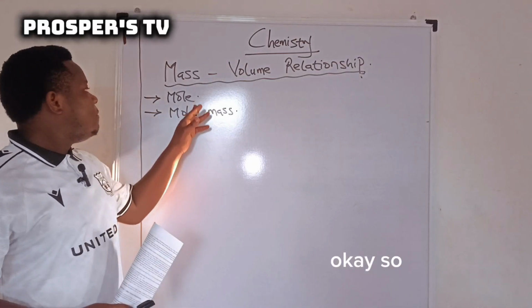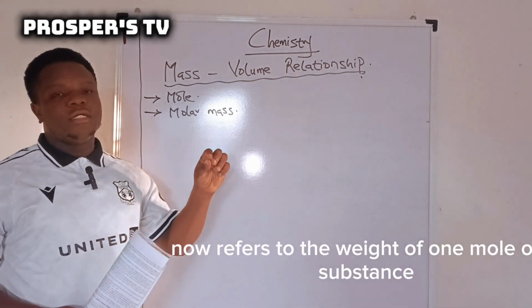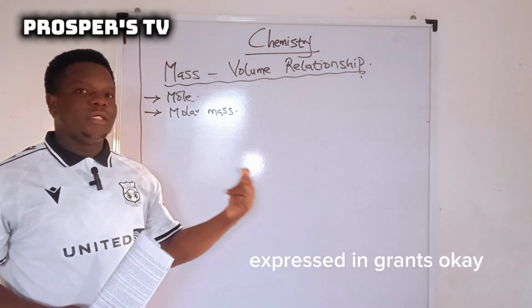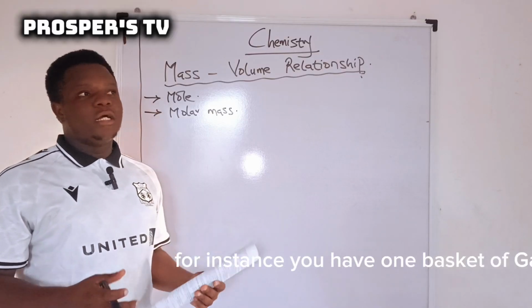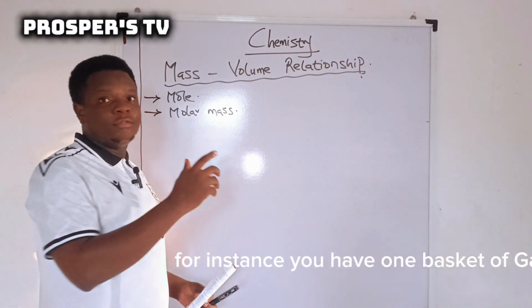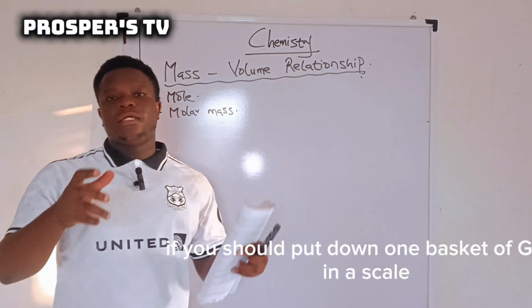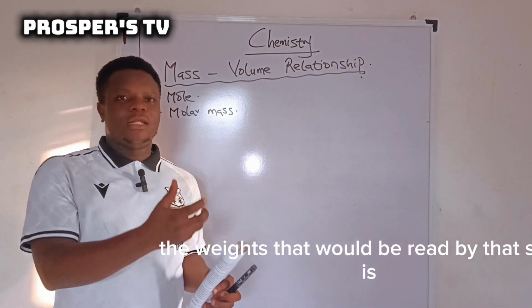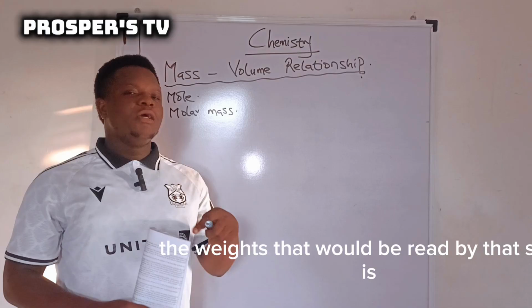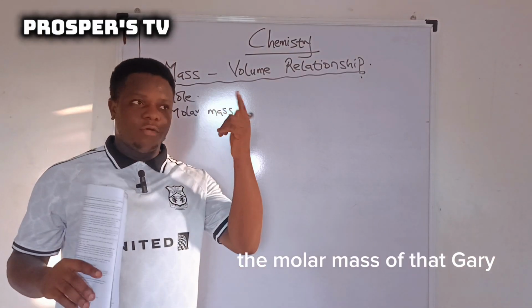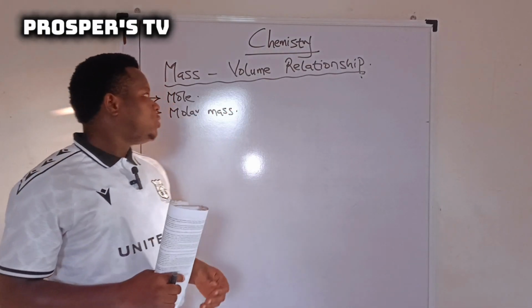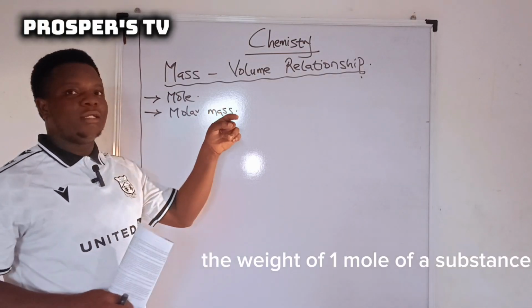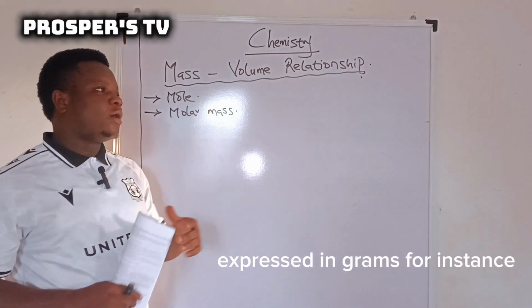Molar mass now refers to the weight of 1 mole of a substance expressed in grams. For instance, you have 1 basket of gari. If you should put that 1 basket of gari on a scale, the weight that would be read by that scale is the molar mass of that gari, in quotes, just for illustration. So molar mass is simply the weight of 1 mole of a substance expressed in grams.